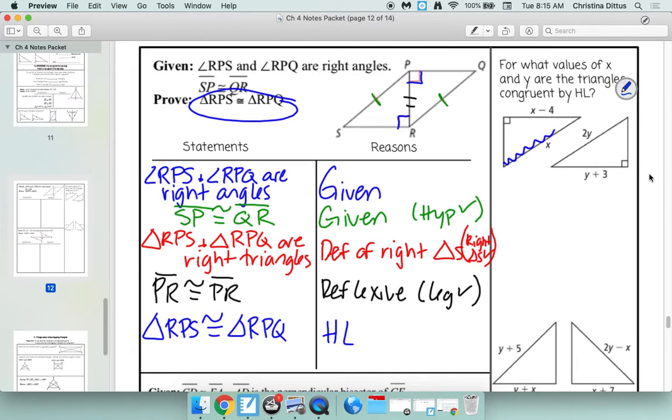Alright, if you had to match something that's equal to that x, what would you match it to? 2y. Yeah, those are my hypotenuses, right? So x equals 2y. So we're trying to find the values of x and y to make the triangles congruent.